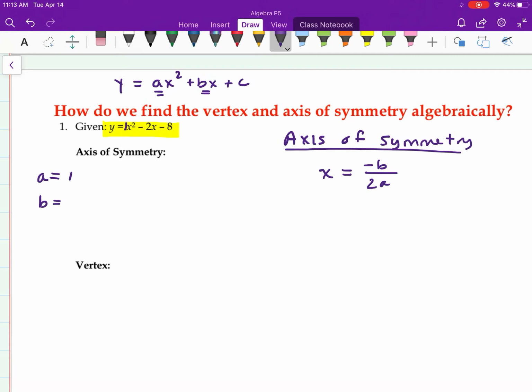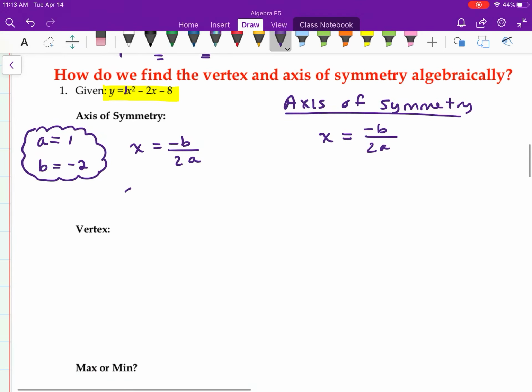And b is going to be what's in front of the x, which is -2. So a is 1 and b is -2. So to find the axis of symmetry, you would write down x equals -b over 2a. And what I like to do is put parentheses. So -b over 2a. And now put the numbers in.